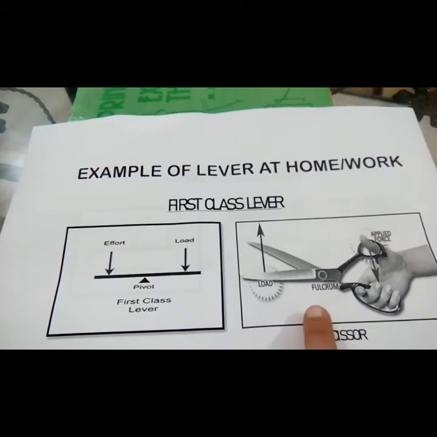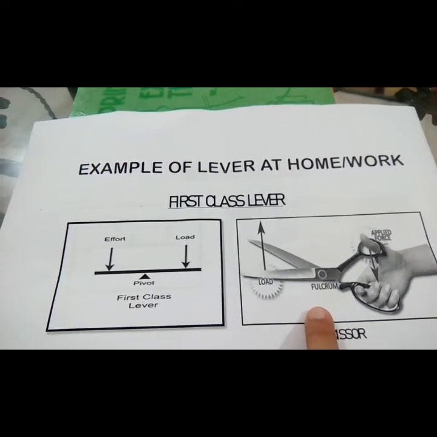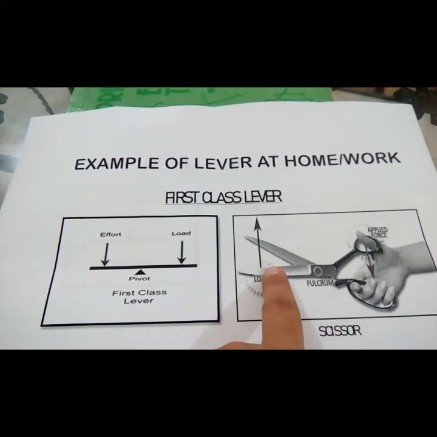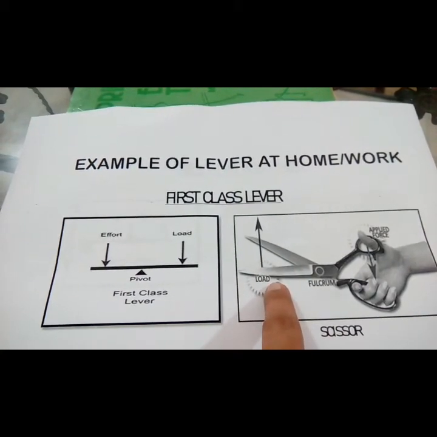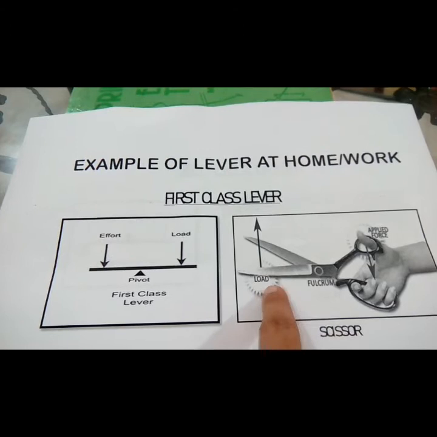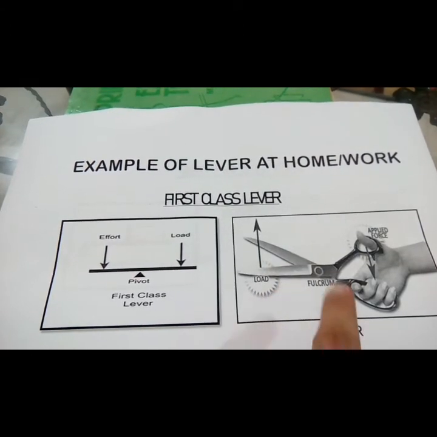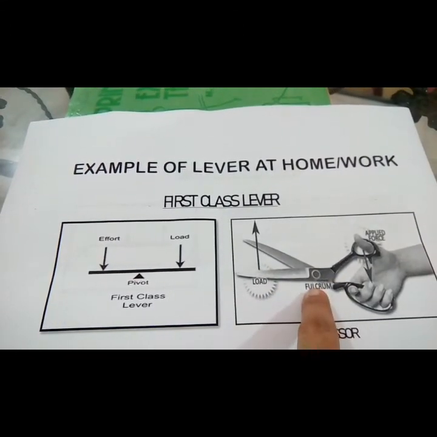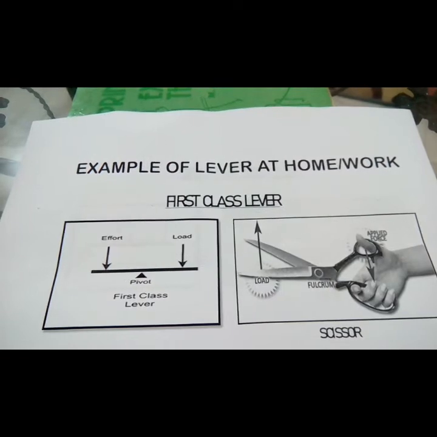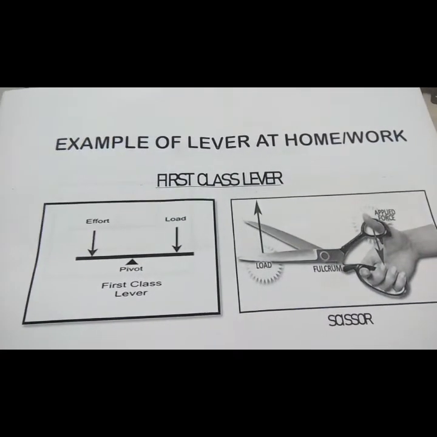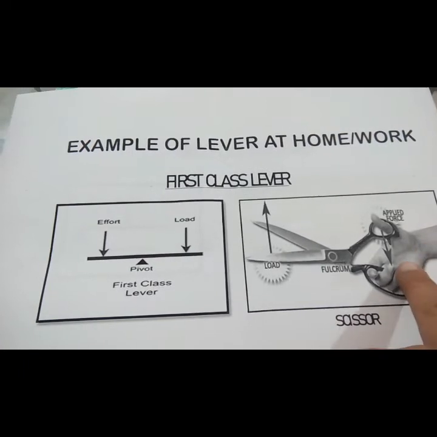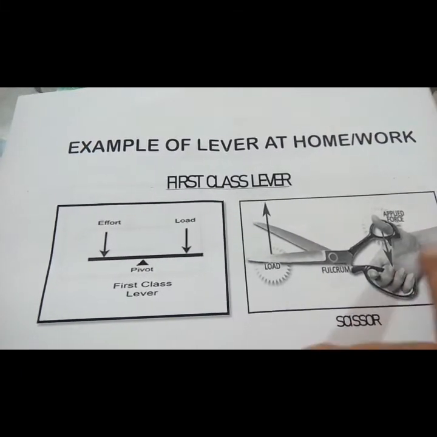Let's take an example of a scissor. The cutting end of the scissor is the location of the load, which could be the paper you are cutting. The fulcrum is the point where the scissor blades are joined together. The force or effort is at the end, the handle of the scissor.